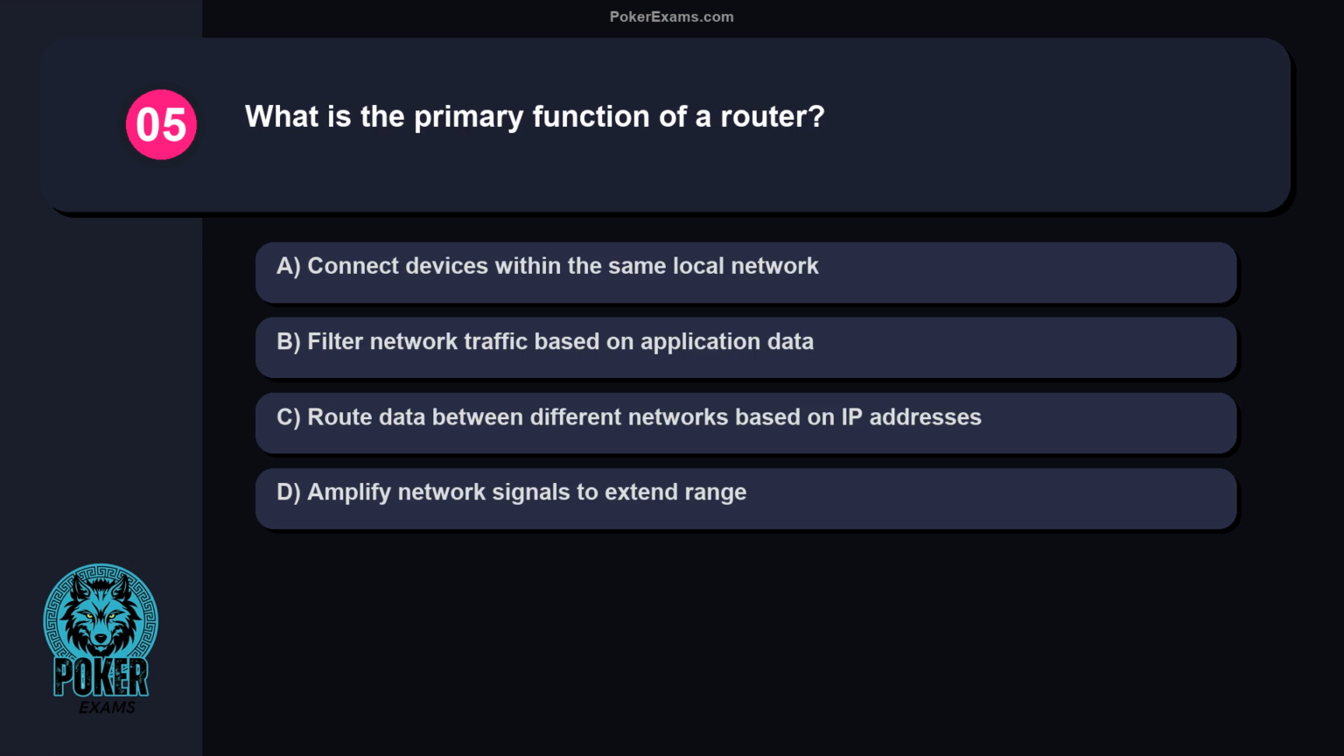Question 5. What is the primary function of a router? Connect devices within the same local network. Filter network traffic based on application data. Route data between different networks based on IP addresses. Amplify network signals to extend range.